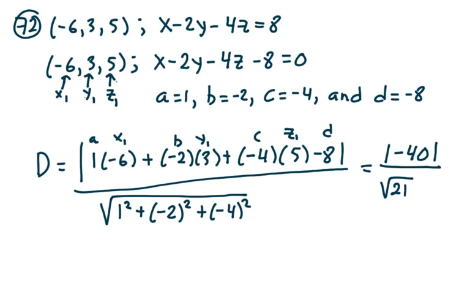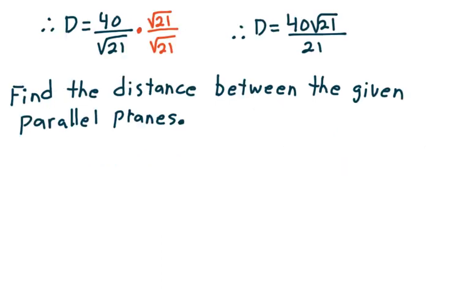And so when we do that calculation, we get the absolute value of -40 divided by the square root of 21. So D is 40 over the square root of 21. And then I rationalize the denominator. I multiplied the numerator and denominator by the square root of 21. And so therefore capital D is 40 times the square root of 21, all divided by 21. Okay, and that's problem 72.